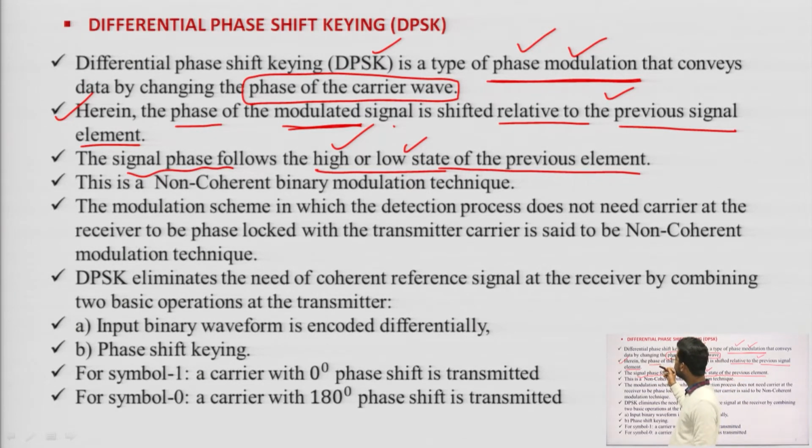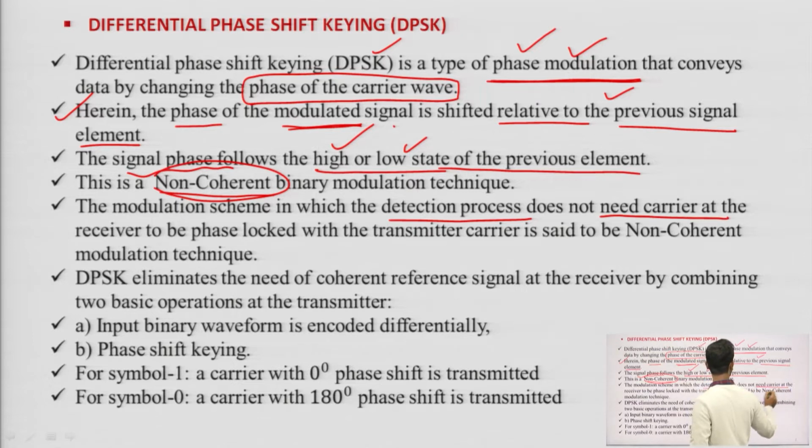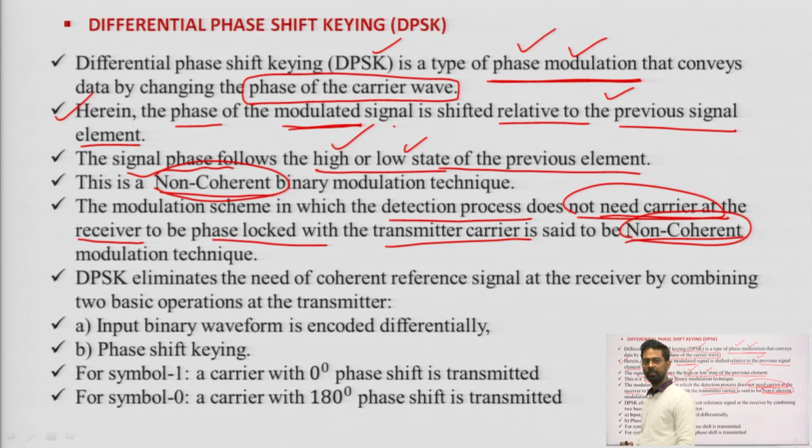Mainly this is a non-coherent binary modulation technique. Non-coherent means that in the receiver section we are not using a carrier signal to detect the originally transmitted message signal. Here we are not using any carrier, but in the case of BPSK we used the carrier signal to detect the original message signal; that was coherent PSK. Now it is non-coherent PSK. This is the main point. The modulation scheme in which the detection process does not need a carrier at the receiver to be phase locked with the transmitted carrier is non-coherent. The detection process does not need a carrier signal.